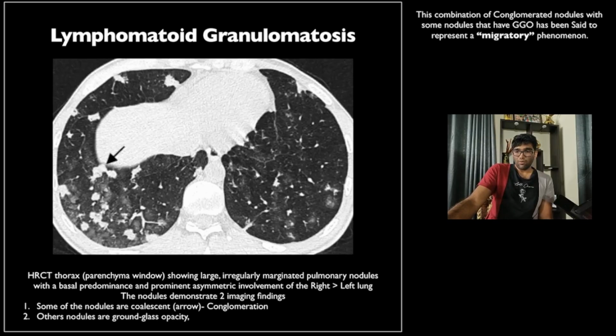This combination of conglomerated nodules along with some nodules showing GGOs has been termed to represent what is called a migratory phenomenon, which we've also seen in GPA. But again, the asymmetry, the conglomeration, all of that is very odd for GPA. So this is almost definitively lymphomatoid granulomatosis. This patient additionally also had significant mediastinal lymphadenopathy.